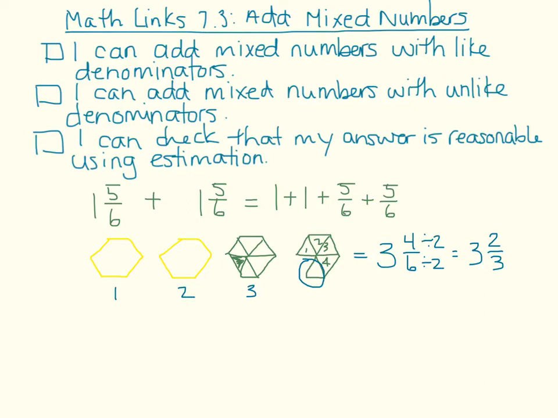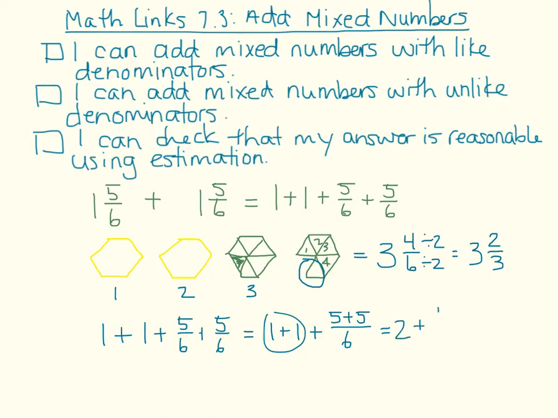We can also do this using an addition statement. So we've got 1 plus 1 plus 5/6 plus 5/6. If we write this as an addition statement, we've still got 1 plus 1 plus 5 plus 5 over 6, which we can put together and have 2 plus 10 over 6. This is an improper fraction, so now we need to write this as a mixed number.